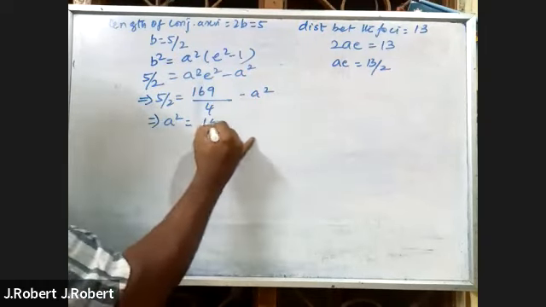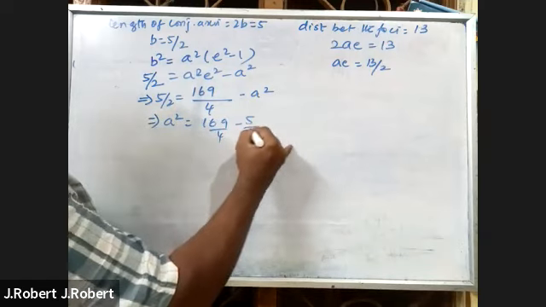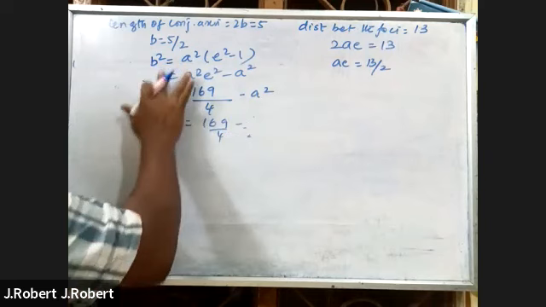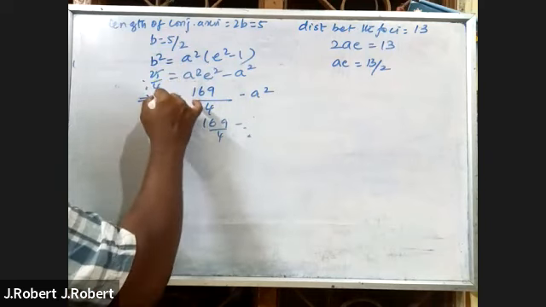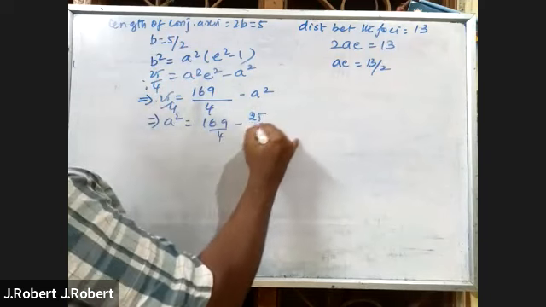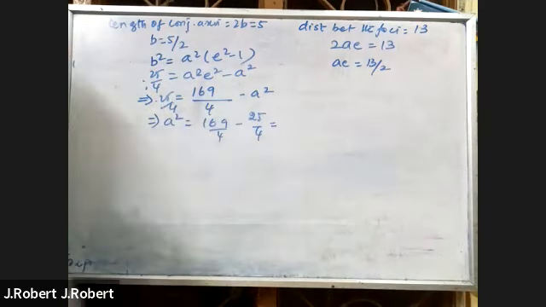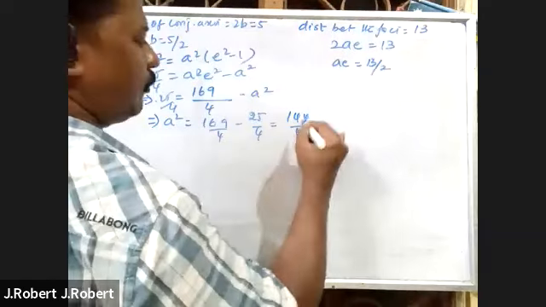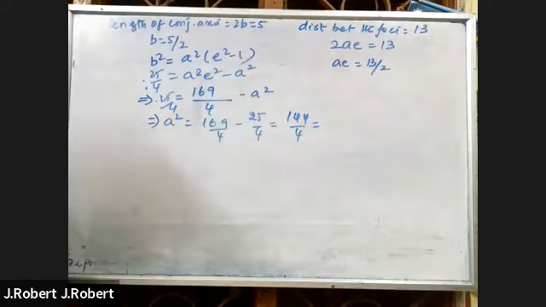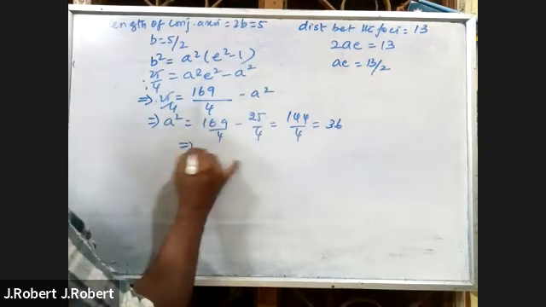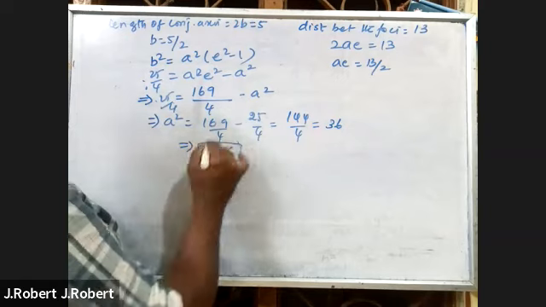This becomes 169 by 4 minus, sorry, did I write it wrong? b square means we have the square, 25 by 4. We have minus 25 by 4. So 169 minus 25 by 4, which is equal to 144 by 4. So 144 by 4, how much do you get? Which is equal to 36. Your a square is equal to 36. a is equal to 6.